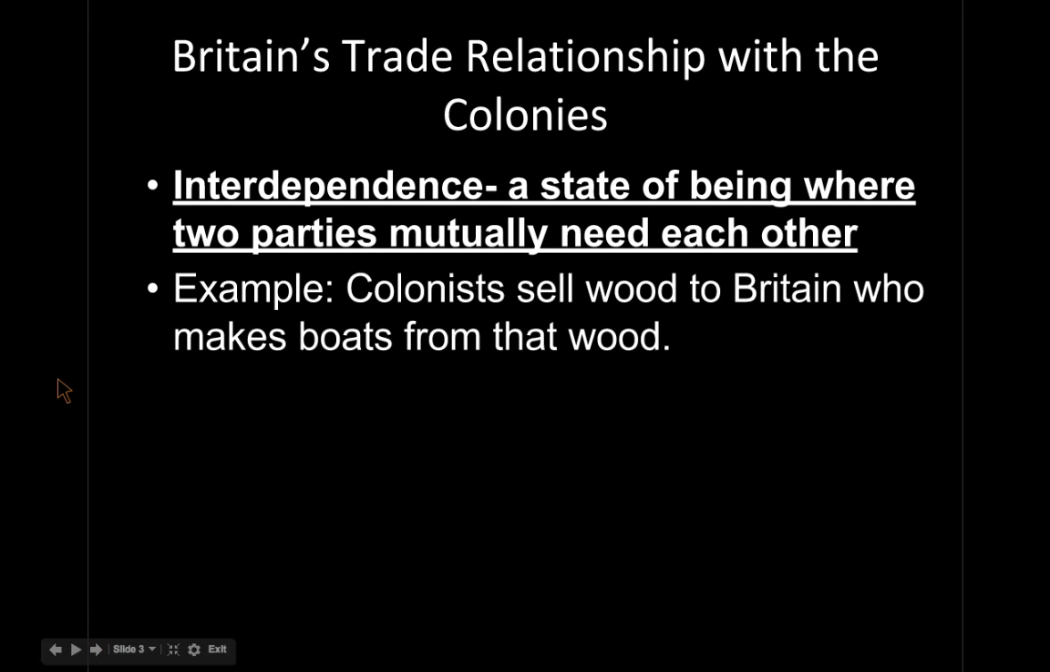So let's talk about Britain's trade relationships with the colonies. Remember, Britain founded its colonies to make money off of them, as the Spanish did. So the relationship can best be described as interdependent. And interdependence is a state of being where two parties mutually need each other. Example, the colonists sell wood to Britain, who make boats from that wood. The colonies make money, and Britain makes boats.